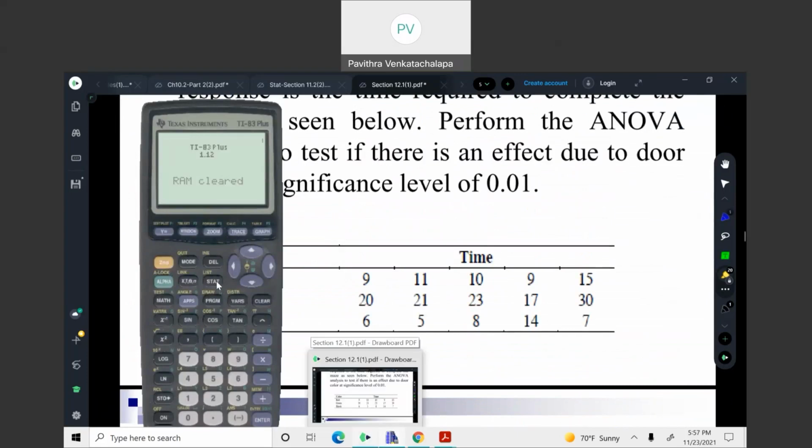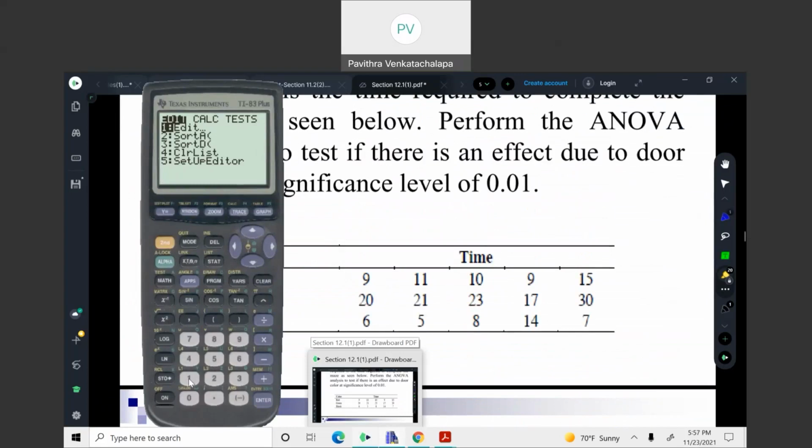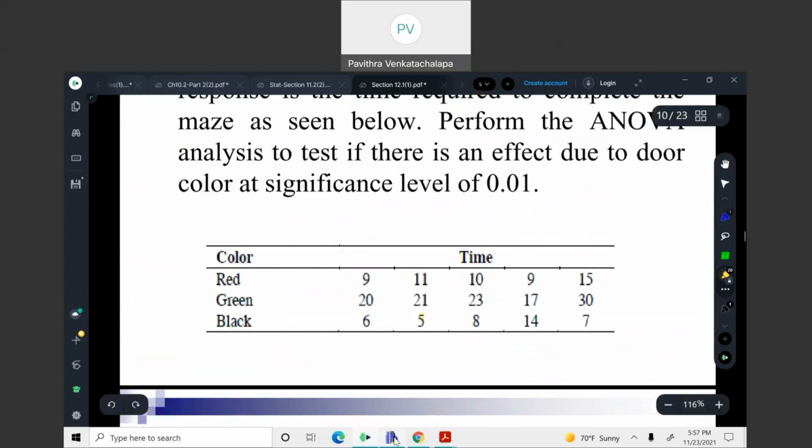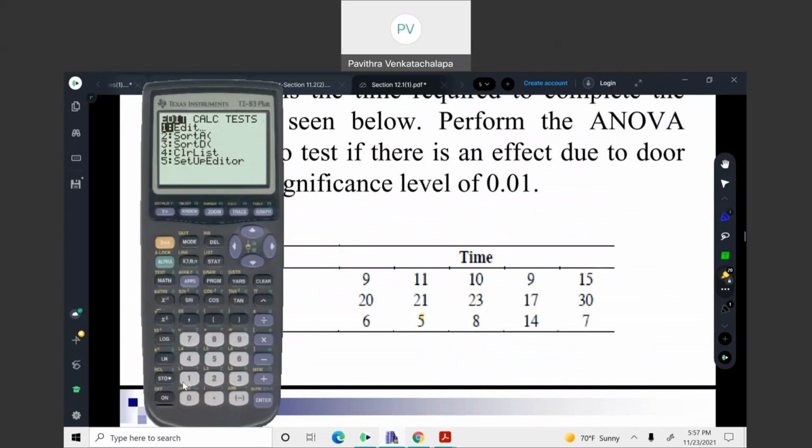All you have to do, first step is enter the values. So we go to stat, edit, and L1 is 9, 20, 6. Next column 11, 21, 5, 10, 23, 8, 9, 17, 14, 15, 30, and 7. So check how many columns you have. You have till L5. Remember this, you have till L5.